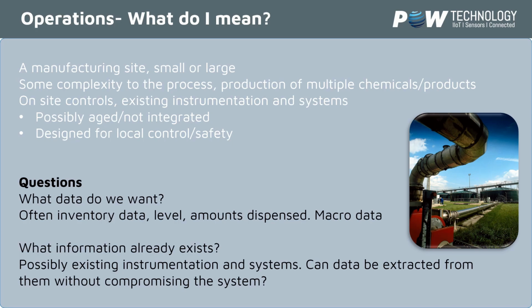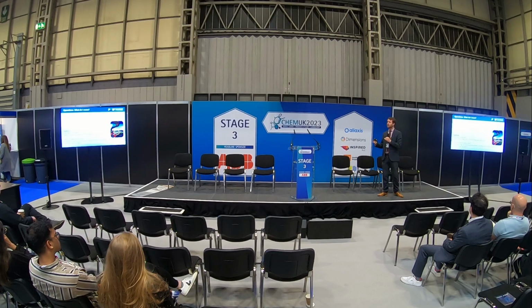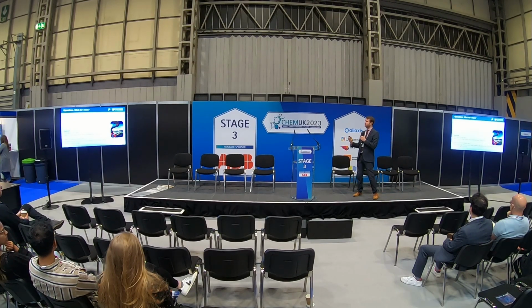What kind of data do we want from these places? Well, we want macro data. We want as much data as we can possibly get from the process typically. We want to know who's dispensing what, where it is, the flows, the levels, the pressures, the temperatures, things that will affect us on a macro scale.